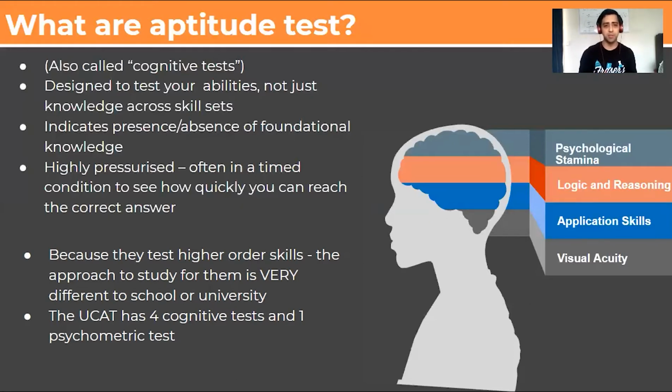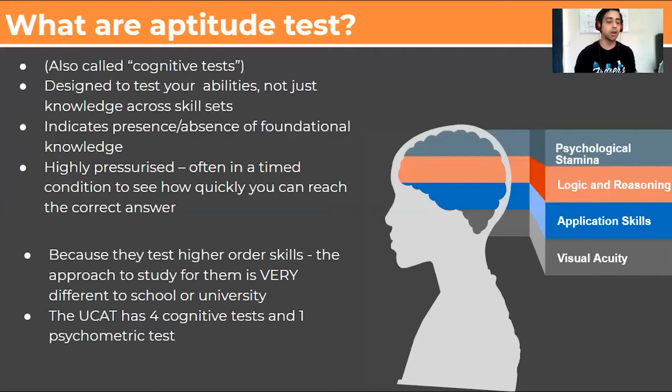But if I had to summarize aptitude tests in 3 dot points, it would be they have a basic level of foundational knowledge that is tested. They often test higher order skills on top of that, including logic, reasoning, verbal, spatial, and it's often in a time pressured environment. So if you can remember those 3 things about aptitude tests, then you have a strong understanding of what they are and what you should be thinking about when it comes to the UCAT.